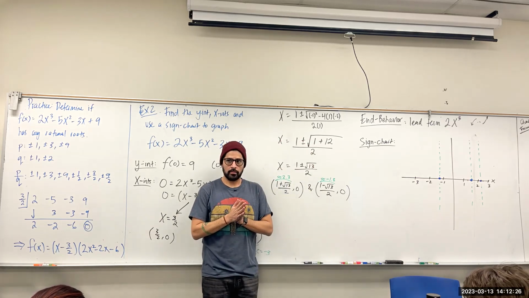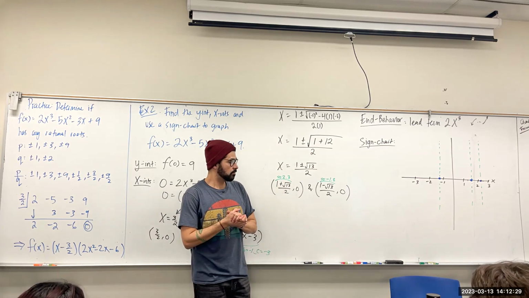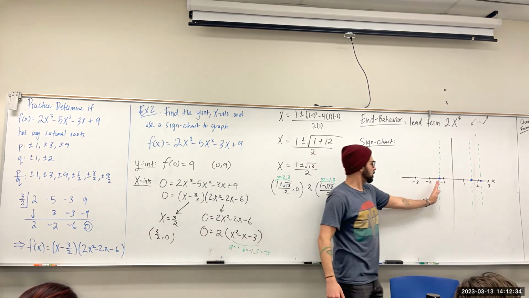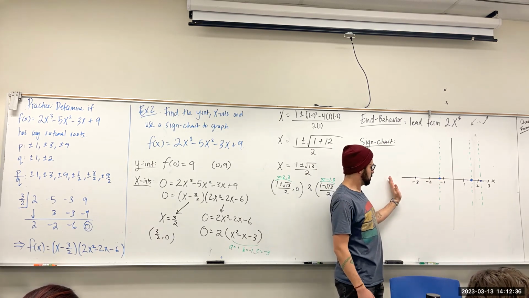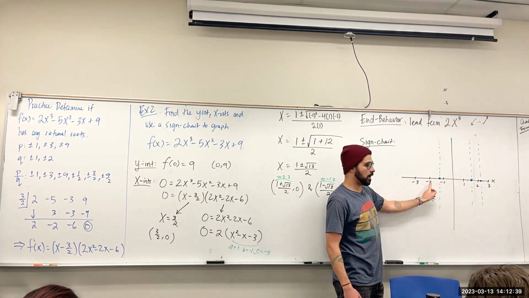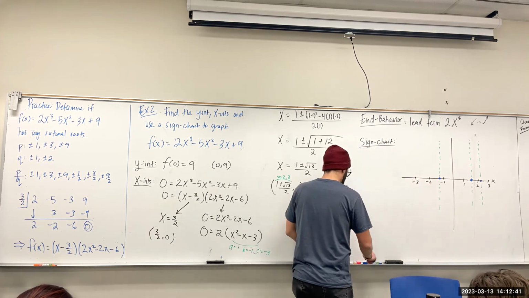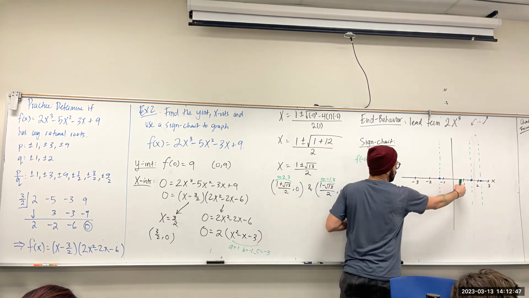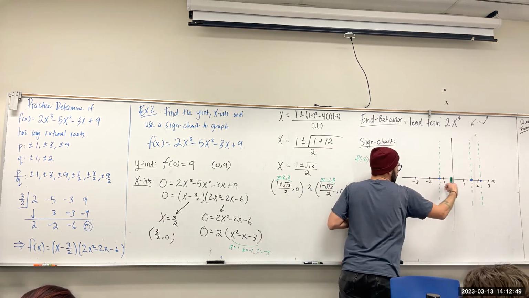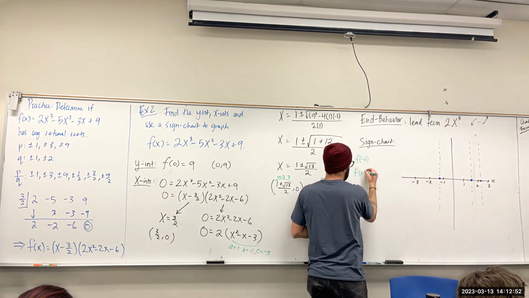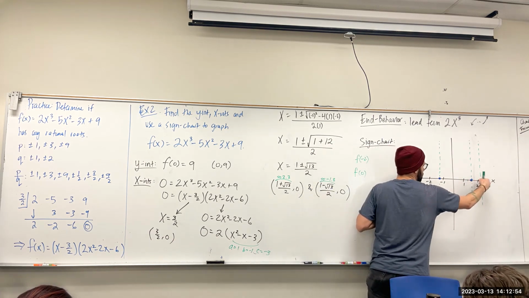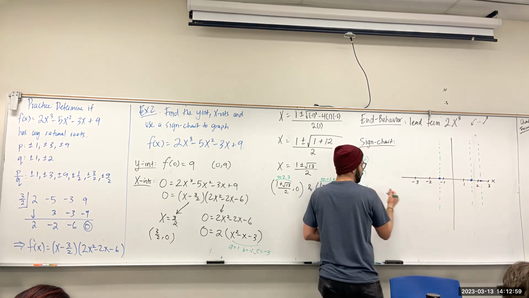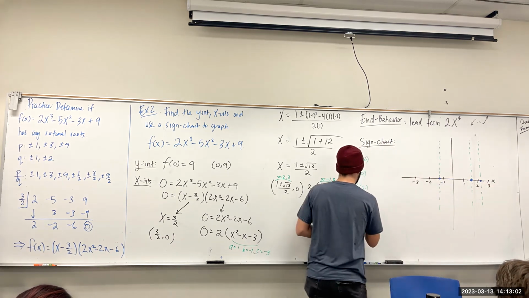And then what did we do? Plug in some test points. So what is a good test point to use on this side? -2. So we'll do that. Let's do -2. And then what's a good one between these two? 0. What's a good one between these two? 2. Yeah, that's a good one. And then what's a good one after this one? 3.